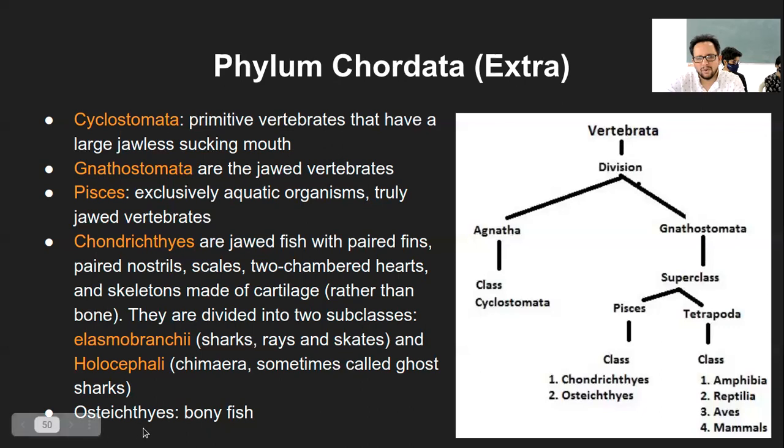And Osteichthyes is another category of the fish. These are all your bony fishes that you know. Chondrichthyes have cartilaginous material as their skeleton, while the Osteichthyes have bony material as their skeleton. And the rest, the four categories within the Tetrapoda, that is, four-limbed organisms. All of these have four limbs, and that is why they are in a separate category.